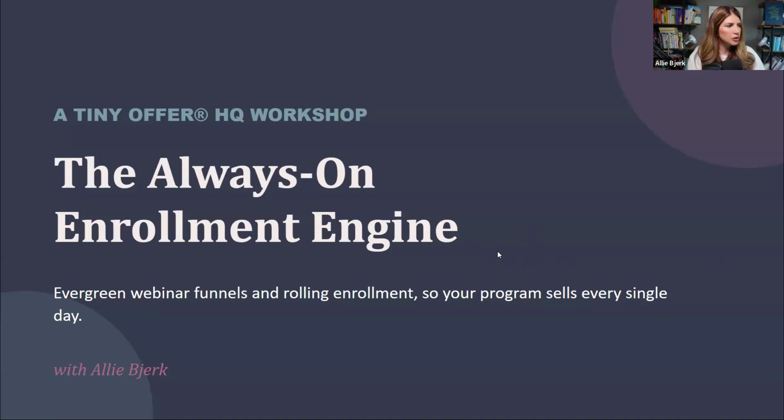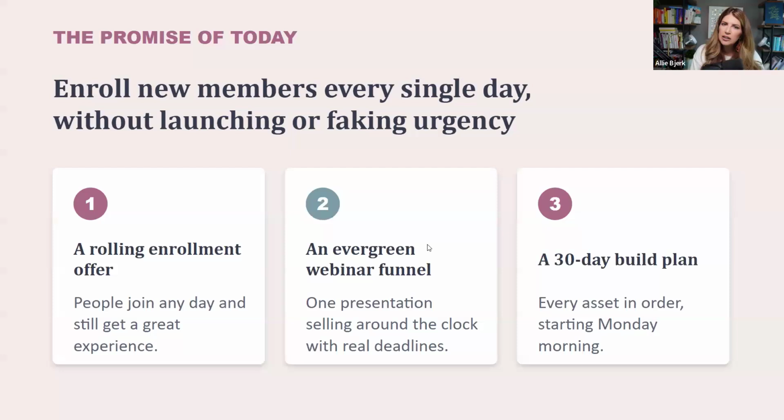So we're talking about evergreen webinars and rolling enrollment so that your program can sell every single day. That's the goal. Not just the low ticket tiny offer stuff, but if you have a course that's higher ticket, anything from, I'll say $297 all the way up into the thousands, this can work for that. It's just going to take a little bit different funnel setup, and we're going to dig into what that looks like today.